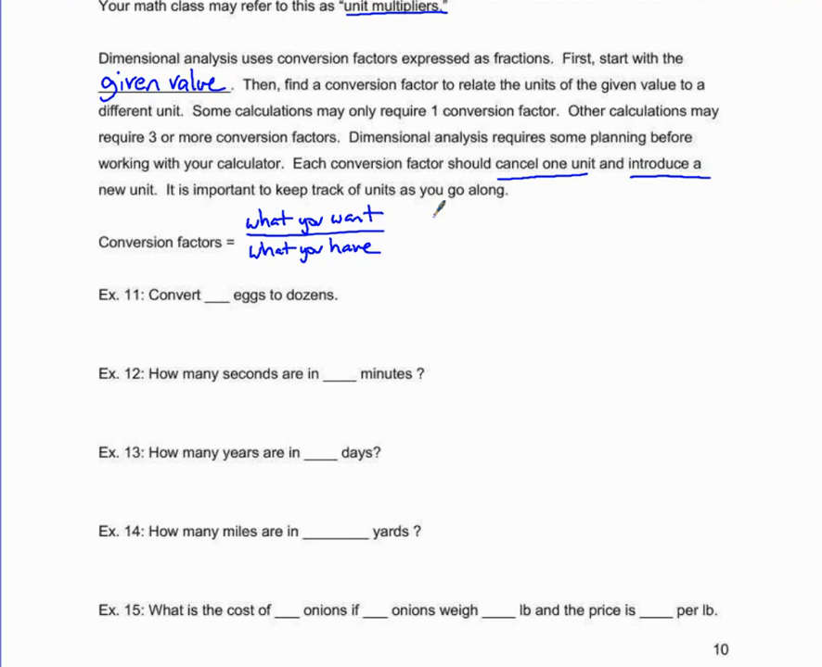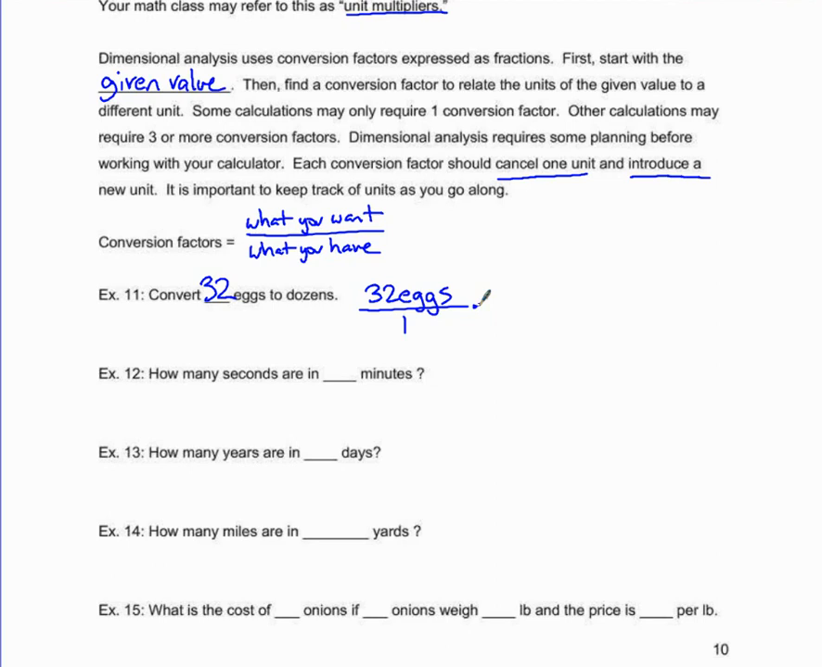First thing I look at is simple stuff. So eggs to dozens. We could add this to our list. So convert 32 eggs to dozens. Remember, we start with our given value. The only thing I know right now is that I have 32 eggs. I'm going to set it over 1. It's not going to change the value, but it's going to line it up better with the conversion factors.